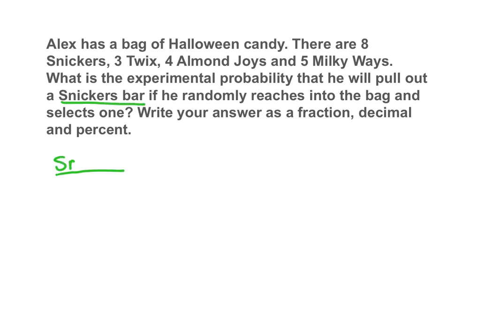So Snickers over total. So we'll look up, and there are 8 Snickers. But now we've got to add up all the candy. So 8 plus 3 is 11, plus 4 is 15, plus 5 is 20. So there's 20 total candy bars. So 8 out of 20 is our fraction. So there's our fraction. We wrote it as a fraction.